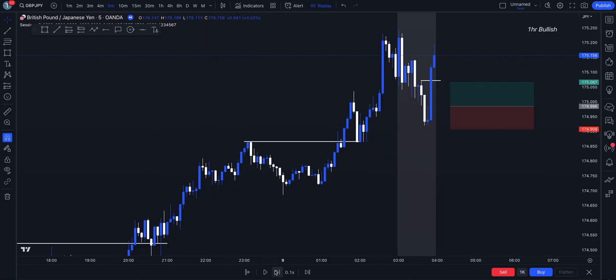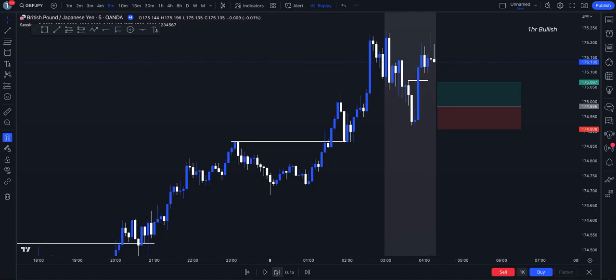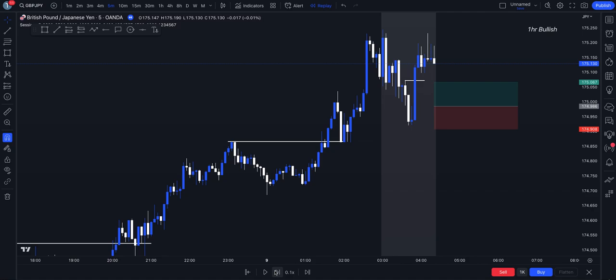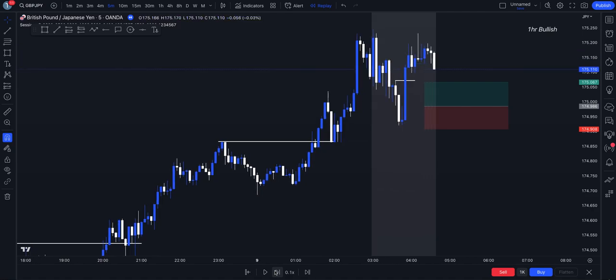Okay, so if you understand, that's why we look at the higher time frame bullish structure, because you want to see whether or not you're going to be bullish or bearish, and therefore you get your trade entry on the lower time frame to help you with this.